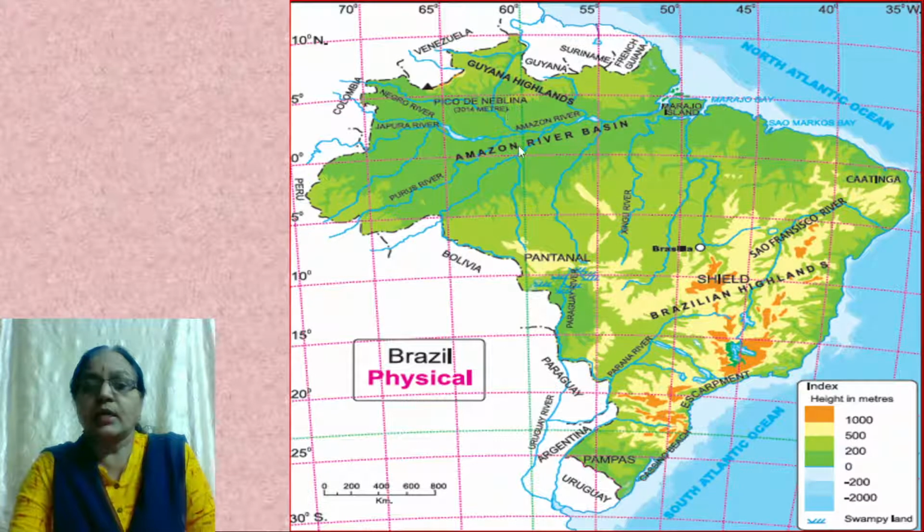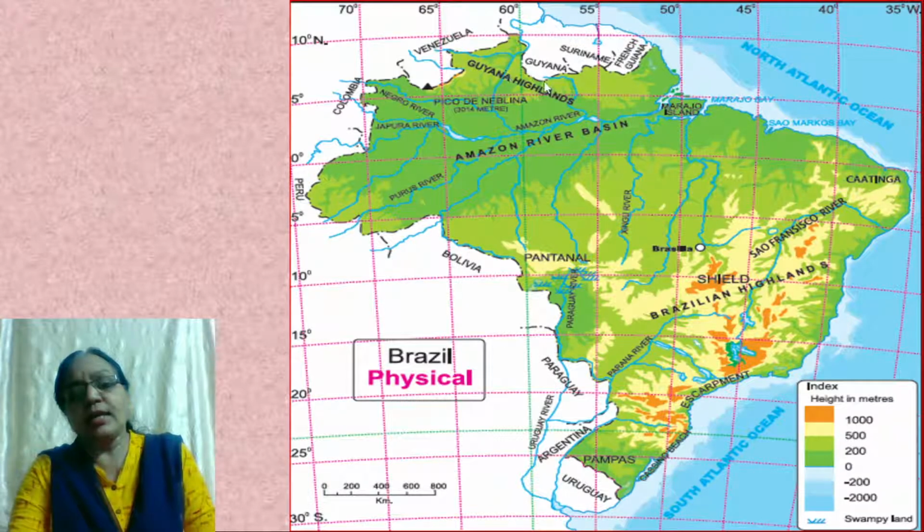Now look at the highest plateau here. This is Pico da Neblina. This is the highest peak here in Brazil, and you find it along the border of Brazil and Venezuela. Locate the Guiana Highlands here.